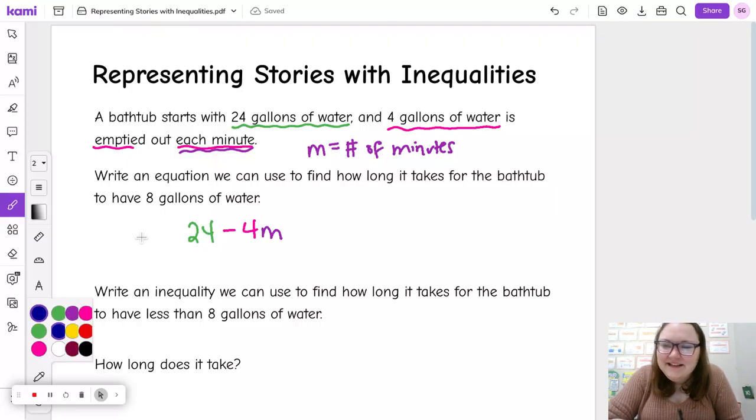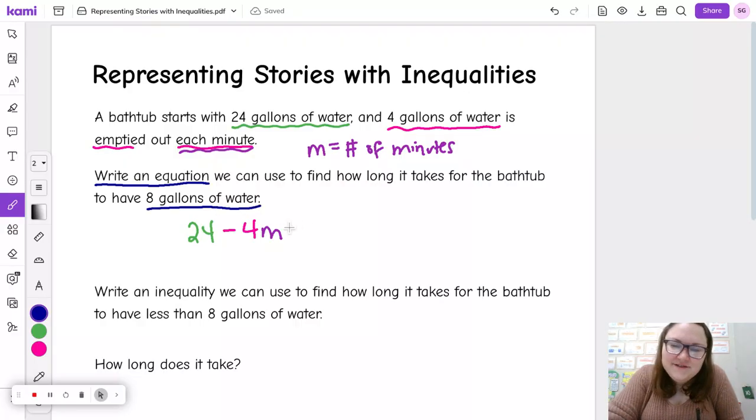And then finally, it says to write an equation for how long it takes for the bathtub to have 8 gallons of water. So I'm going to finish it by saying we're looking for when that bathtub equals 8 gallons. This is what we've already learned, equations like this. What we're doing today with inequalities is super similar.